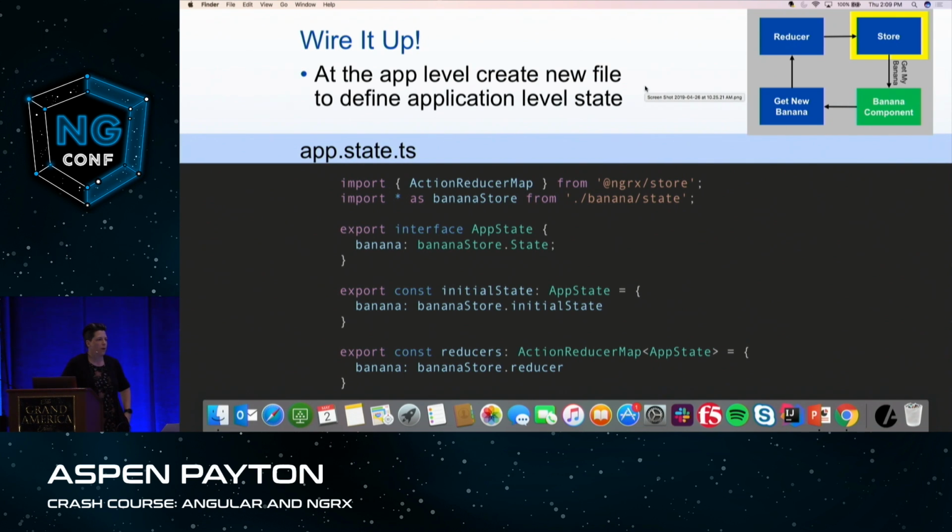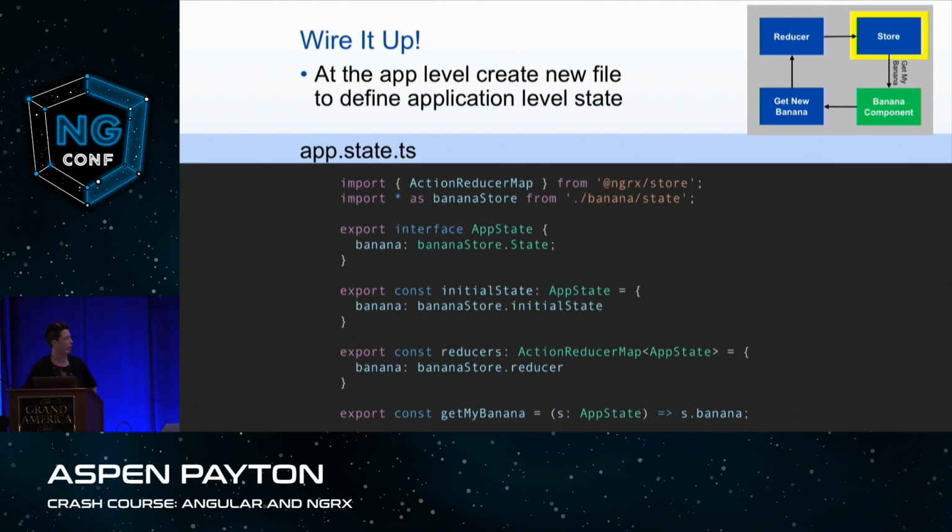So we just went through this process of trying to bring our banana slice of state up to the app level. We brought in the information about our banana state, our initial state, and our reducer. And this line at the very, oh my gosh, my code is cut off. Sorry about that. Here we go. Okay, now you can see the line at the bottom.